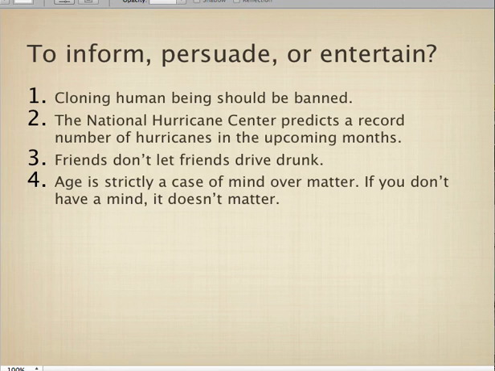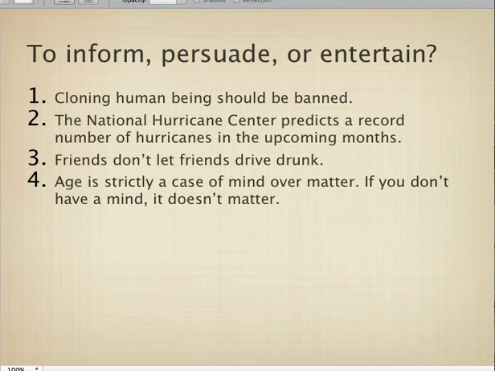So here we have some written examples. Number one, "Cloning human beings should be banned." There's no information provided there, and it's not entertaining, so therefore it's a persuasive topic. How do I know? Look at the words used. "Should." It's not decisive, it's an opinion. "Should" tells me of a bias. A bias tells me it's a persuasive text.